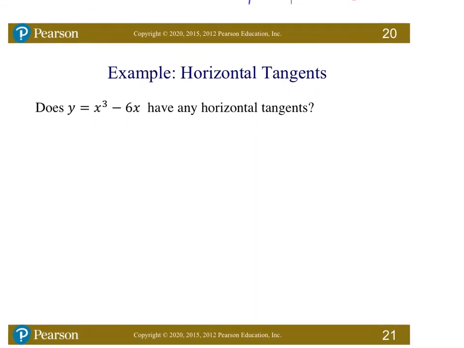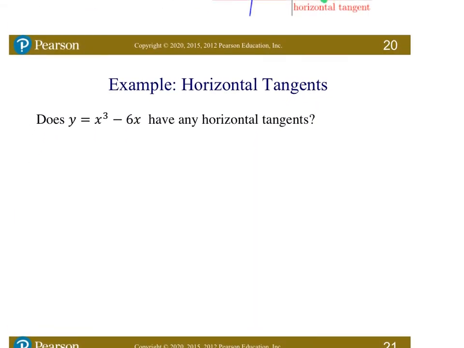And so if you're asked, does this equation have any horizontal tangents? You want to find the slope of the curve first, and then set it equal to 0. Set the slope of the curve equal to 0. Not plug 0 in, but set the slope of the curve equal to 0. All right, well, let's find the slope of our curve.